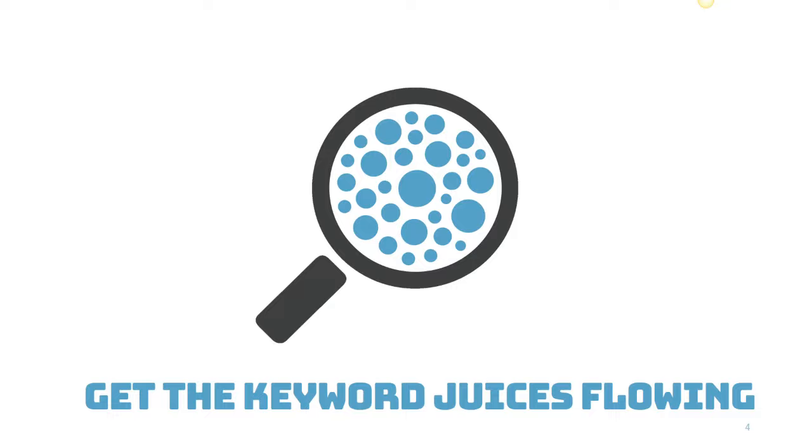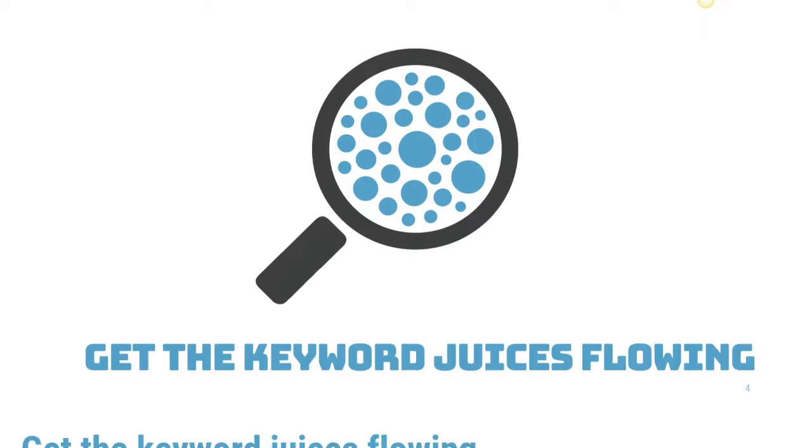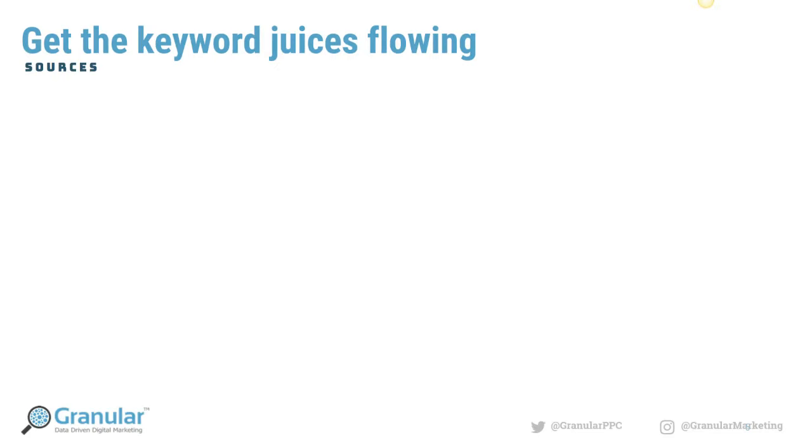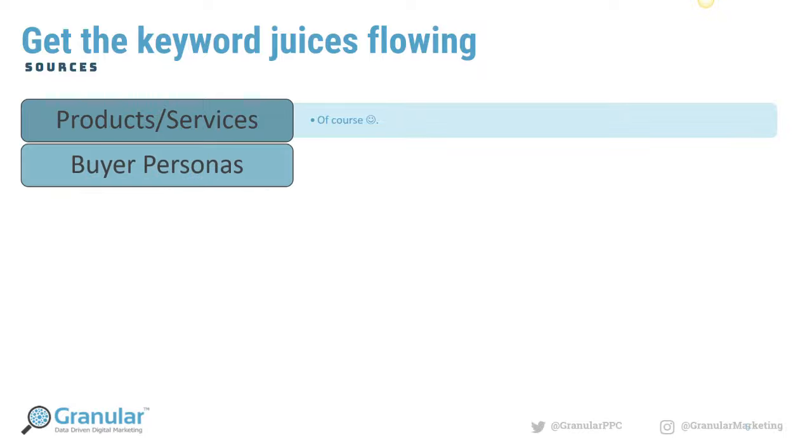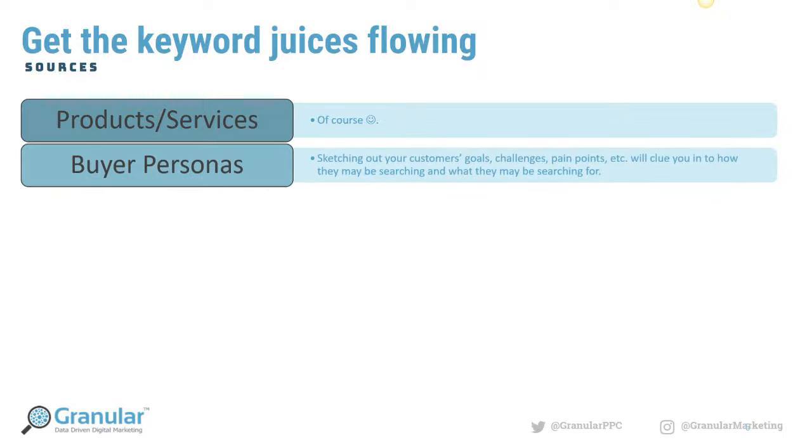And then you can start to get the keyword juices flowing, start to get the ideas out there. And you're going to do that by looking at different sources. Number one, of course, your products and services are going to be your first stop here. What you call them as well as what your customers might call them, if that's any different. But your buyer personas as well that you've created, you've probably sketched out your customer goals, challenges, pain points, etc. Review that and see if there's any good keyword ideas in terms of the goals, challenges, problems they're having. And if you haven't created buyer personas yet, you definitely want to take that step before you start thinking about keywords.